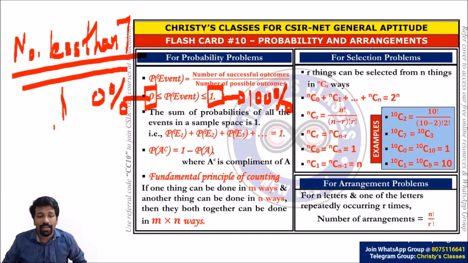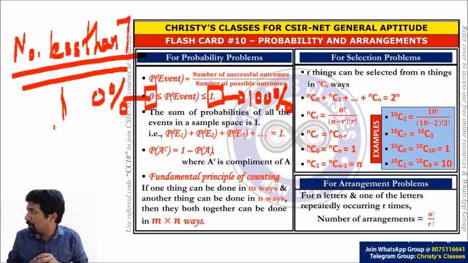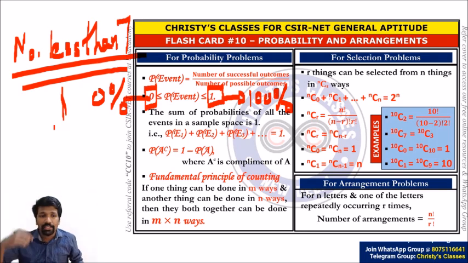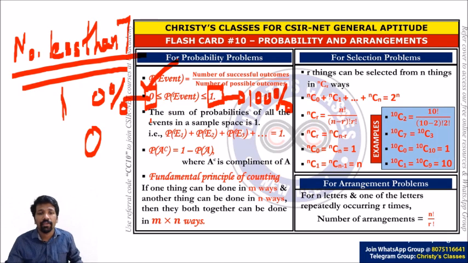Probability 0, for example, what is the probability of getting a number more than 6 when you throw a single dice? The probability of getting a number more than 6 will be 0. Why? Because all the numbers are 6 or less. So more than 6 is an impossible event. If the probability of an event is 0, that is called an impossible event. So all probabilities will lie between 0 and 1.